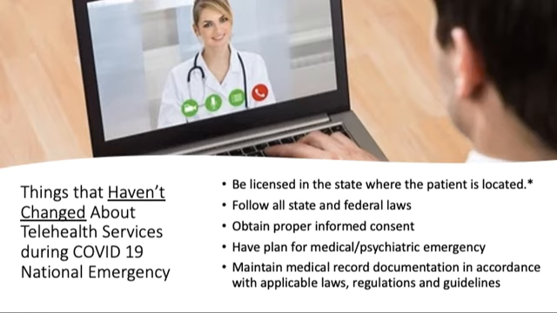You have to follow all state and federal laws, get the proper informed consent. Again, a verbal consent is appropriate. I do have a sample informed consent in Canvas under resources. Have a plan for psychiatric and medical emergencies, because if someone's threatening suicide, I need to know where I need to send them next. And then in terms of the documentation on the medical record, we have to make sure that we're complying with law, regulations, and guidelines.